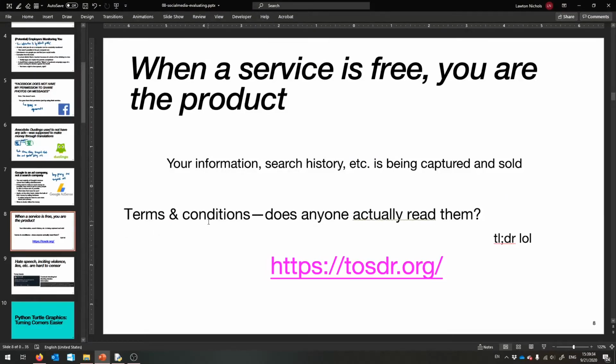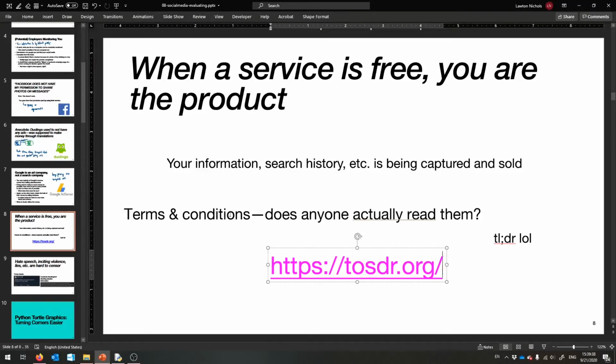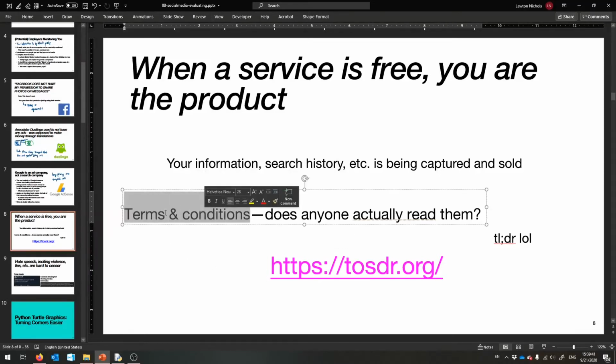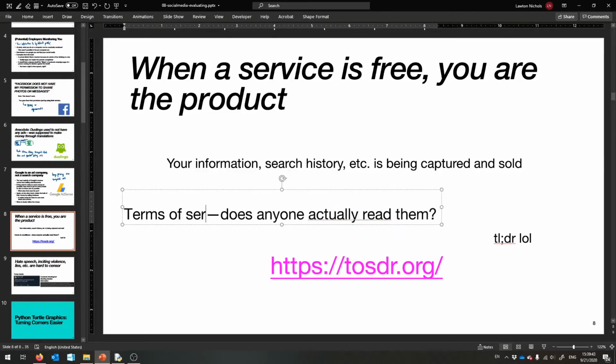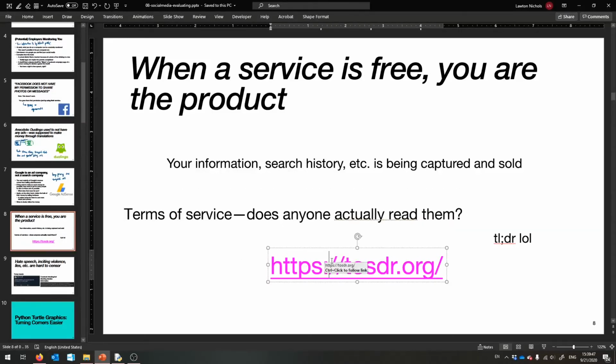That's just a fun conglomeration of different terms and conditions. Terms of service, perhaps, is the right word. Maybe I should write that there. So go to this website if you didn't read them and you want to know what is happening for all the social media places that you use, for all the websites that you use.